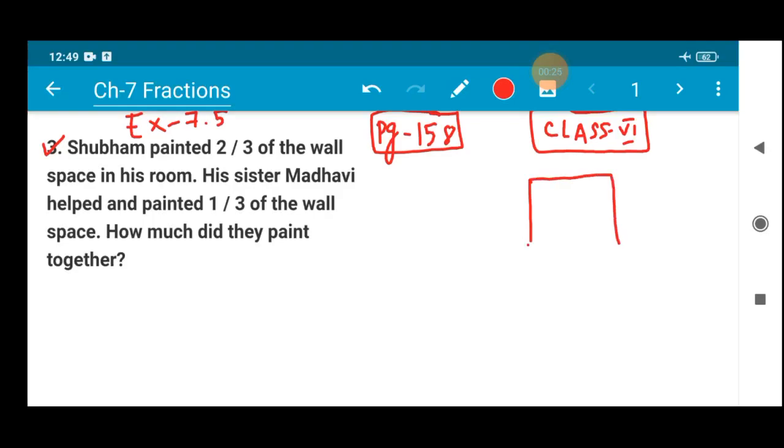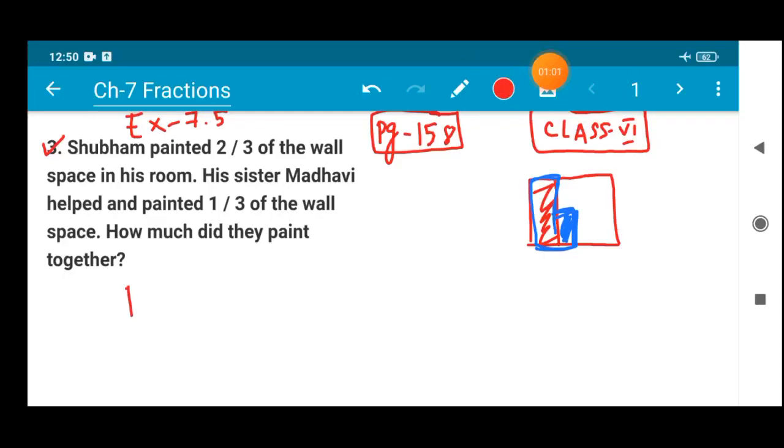So, Subham painted in his room 2 by 3 of the wall of his room, right? So suppose this is representing 2 by 3 of the wall of his room. Then his sister came, that is Madhavi, and she painted, suppose this is 1 by 3 part. So altogether this much area is painted in his room. So how much did they paint altogether, that we have to calculate. Very simple thing. So let us do it.